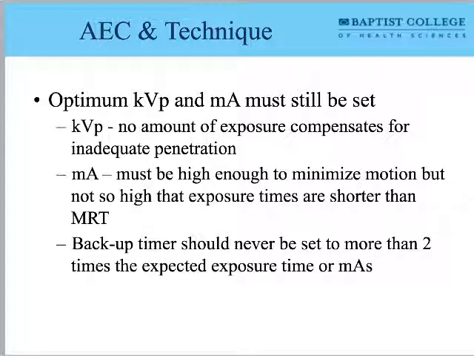So we'll be talking a lot about that, but that's what we're talking about with the backup timer. It's there to prevent that, to prevent overexposure.